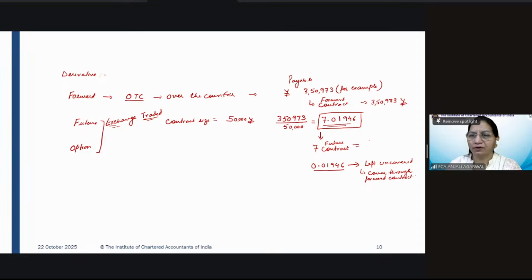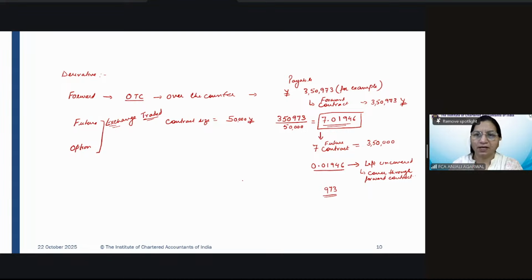So 7 future contracts means you have covered yourself for 350,000 yen. And for the balance 973 yen, which is equivalent to 0.01946 contracts, you have two options. Either you can cover yourself for 973 yen in the forward market, or you can leave yourself uncovered or unhedged for that amount. So both the things are okay. 973 will not cause very much fluctuation. Maybe you can leave it uncovered also, or you can cover it.